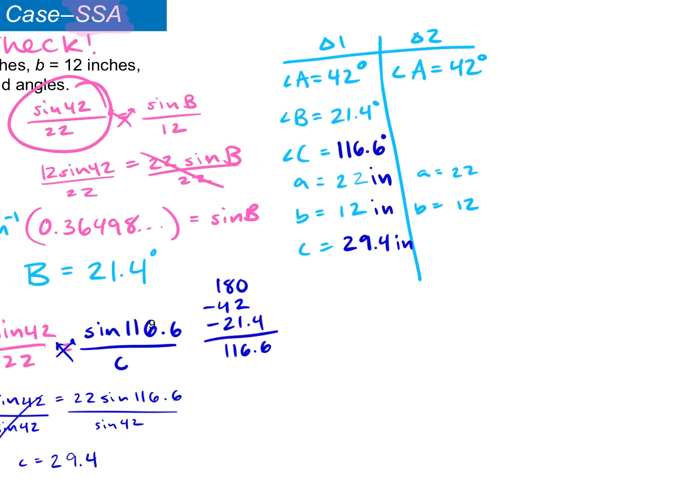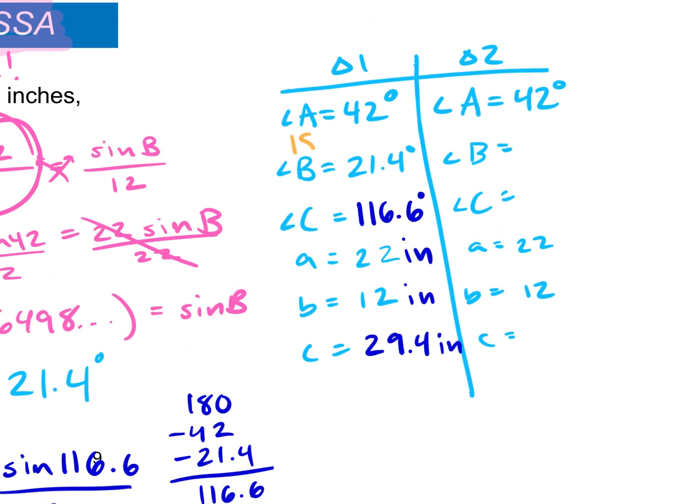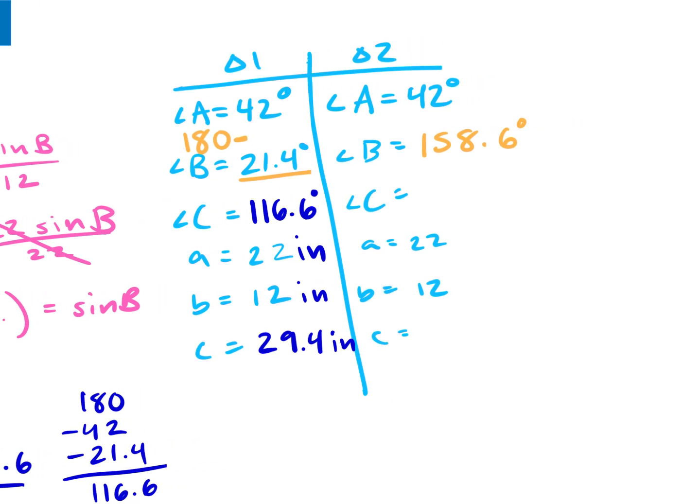Next, let's see if we have a second triangle. What would I do to find the second triangle? 180 minus angle B. Awesome. Angle B was the first thing that we found. So I want to do 180 minus angle B: 180 minus 21.4. That gives us 158.6. So always do 180 minus the first thing that you found.